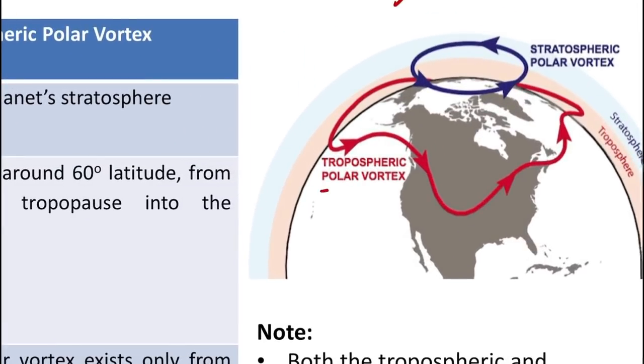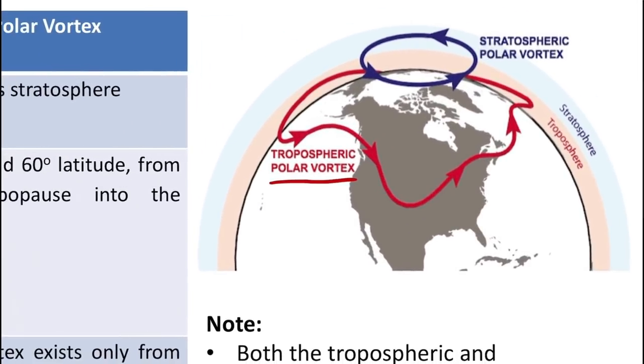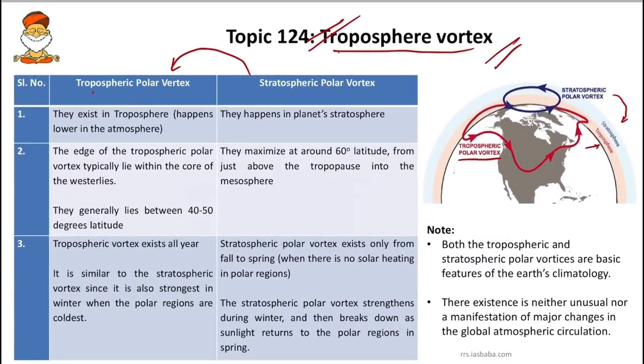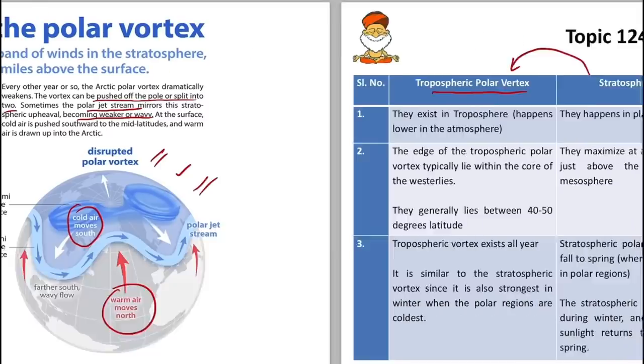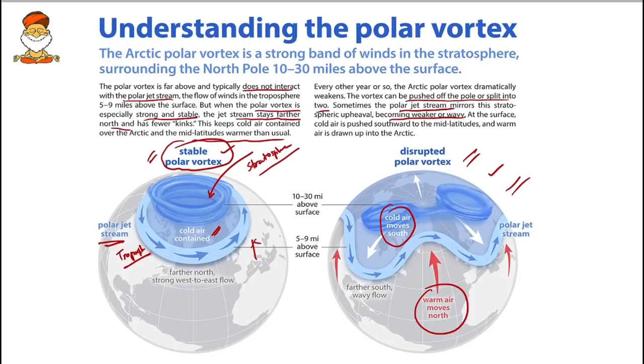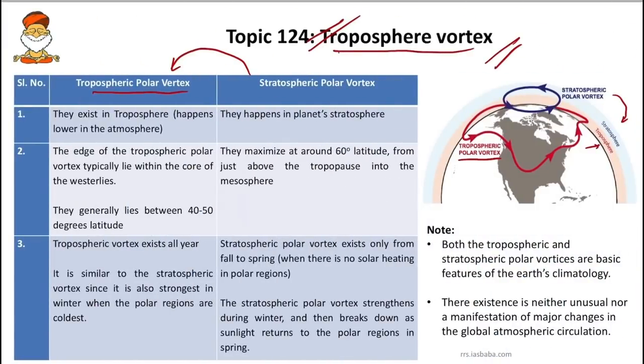As you can see in this figure, the tropospheric polar vortex happens in the troposphere, and the stratospheric polar vortex in the stratosphere. The best part about this topic is that tropospheric polar vortices are nothing but the jet streams. We already know jet streams. What was the major role of the jet stream? It was to confine the cold air, right? So the major function of the tropospheric polar vortex is to confine cold air near the pole.